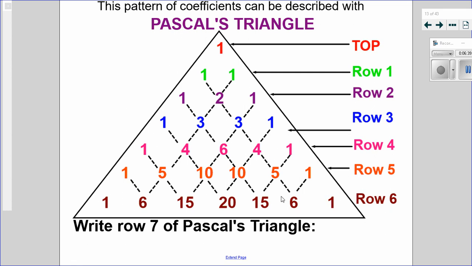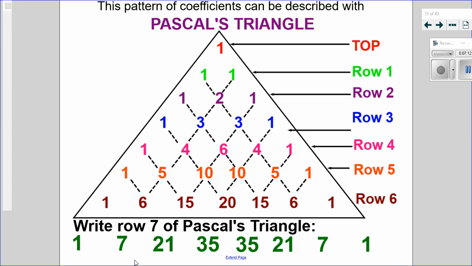So if I were to finish that pattern off, let's do it for row 7. So it's always going to start with a 1, and at the end it will end with a 1. And then to find the other terms, I'm just going to add the terms before. So here, 1 and 6, add those together and I get 7. 6 and 15, add those together is 21. 15 and 20 is 35, another 35. 15 and 6 is 21. 6 and 1 is 7.